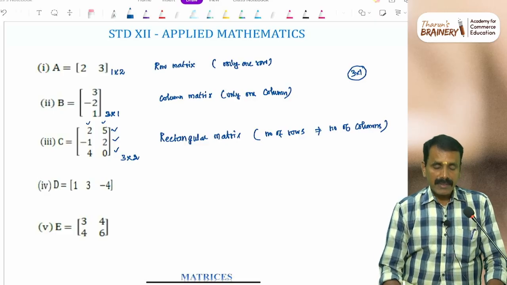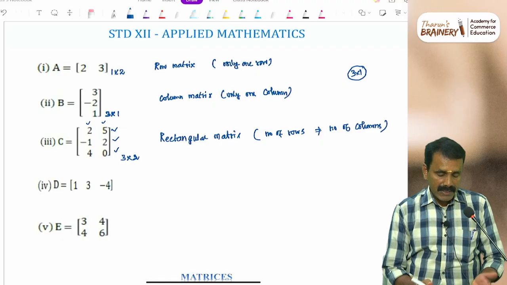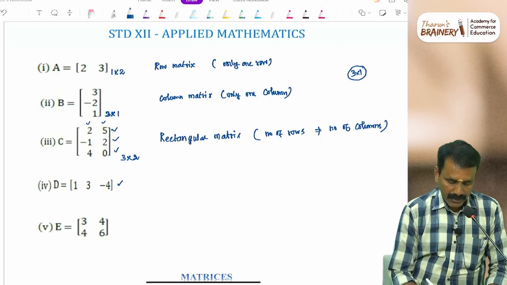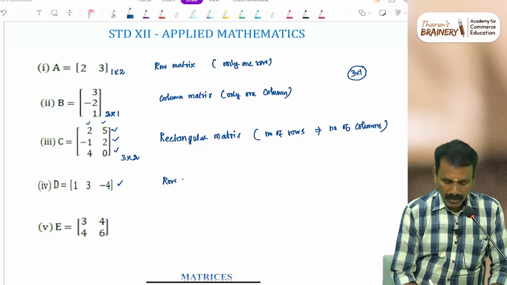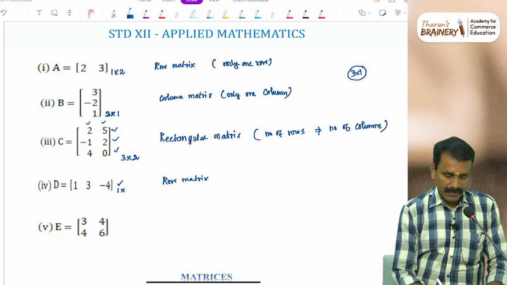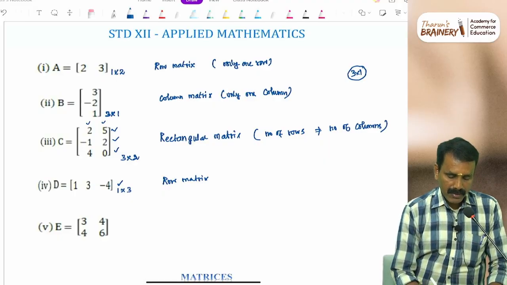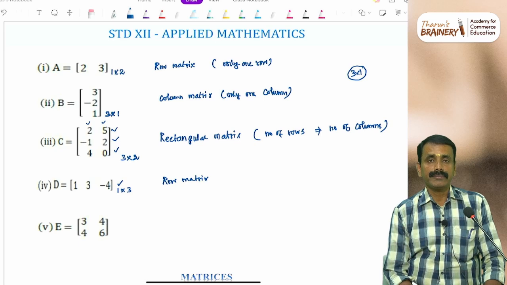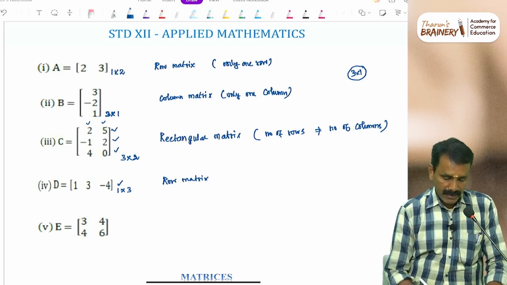Now, fourth subdivision, D is equal to [1, 3, -4]. You can very well see it is going to have only one row, correct? Because it has only one row, this matrix is nothing but a row matrix, which contains only one row, but how many columns does it have? 3 columns. So, 1 by 3.